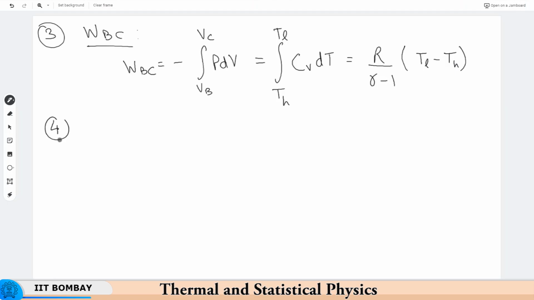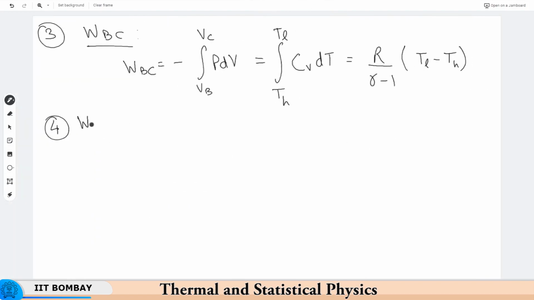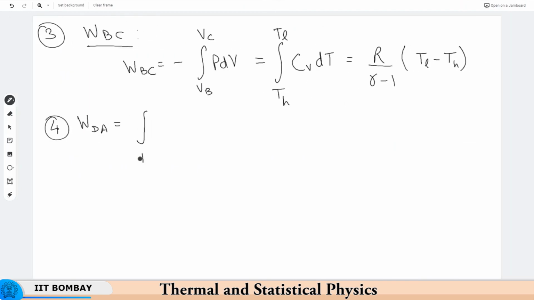And similarly, now we can write the same equation for the other adiabat, which is from D to A. So WDA is again the integral starting from TL to TH of CV dT, and this is R divided by gamma minus 1 times TH minus TL.